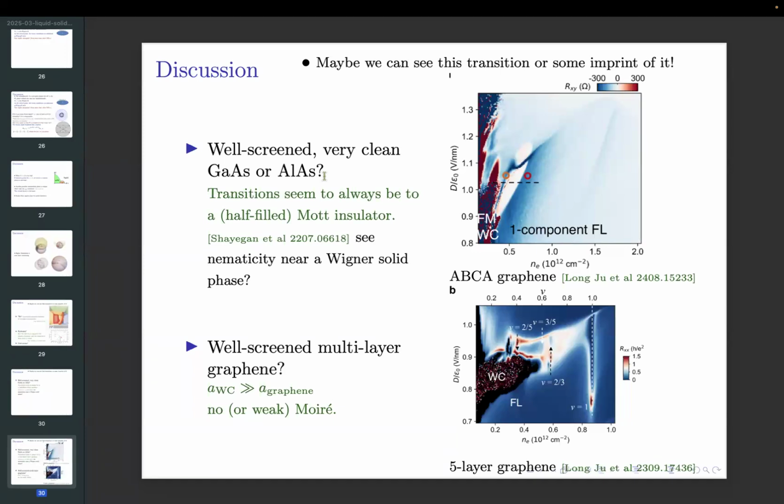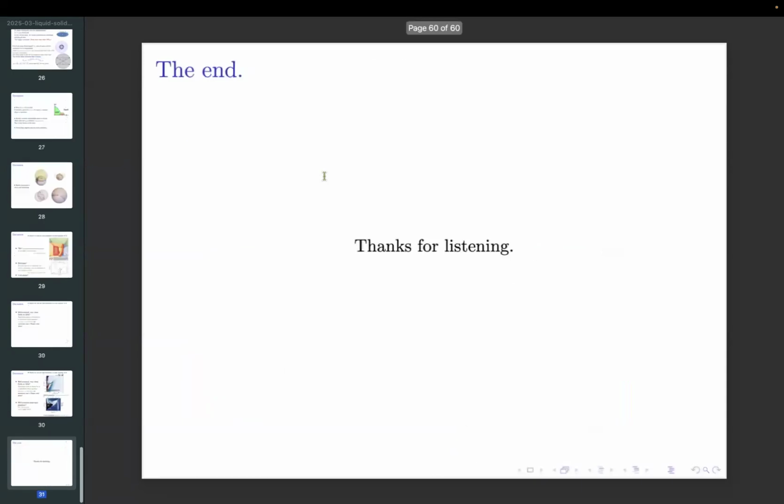Yeah, the idea being that the underlying lattice spacing is much smaller than the lattice spacing of the Wigner crystal, so maybe we can ignore the fact that it breaks rotation invariance. Okay, let me stop there. Thank you for listening.